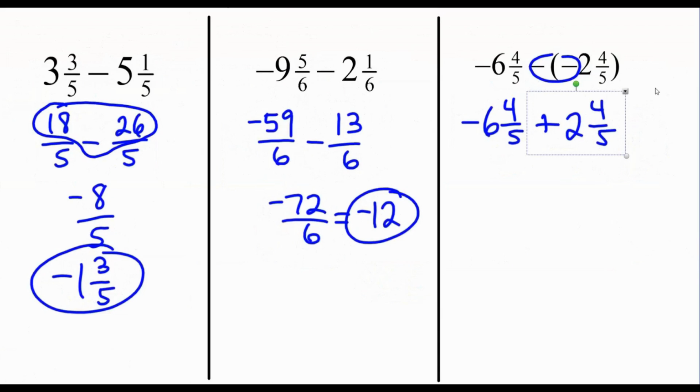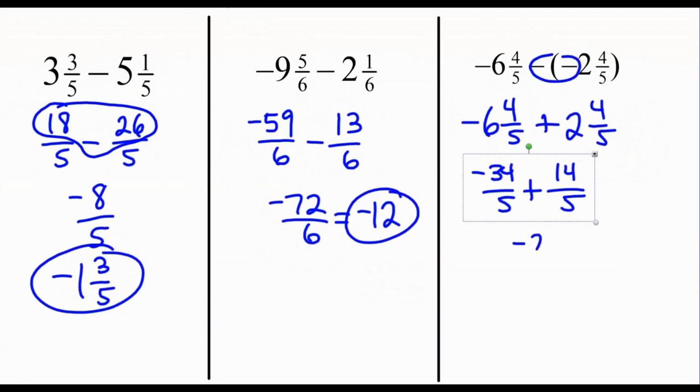So now this is an addition problem, which makes this a little bit easier. Again, I'll change these to improper fractions. This is negative 34/5 plus 14/5, and negative 34 plus 14 is negative 20/5, which is negative 4 in simplest form.